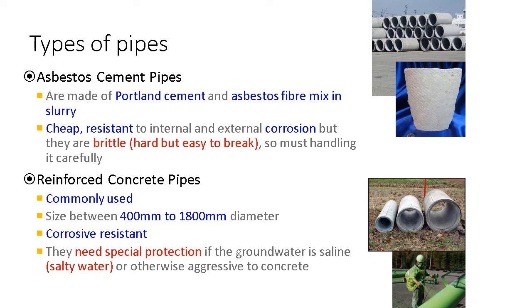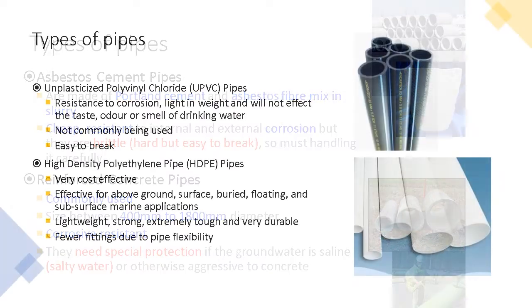Reinforced concrete pipes, it is commonly used. The size is between 400 mm to 1800 mm diameter. The characteristic is corrosive resistance. They need special protection if the groundwater is saline or otherwise aggressive to concrete. So mungkin akan kena corrosion lah because of this salt water.